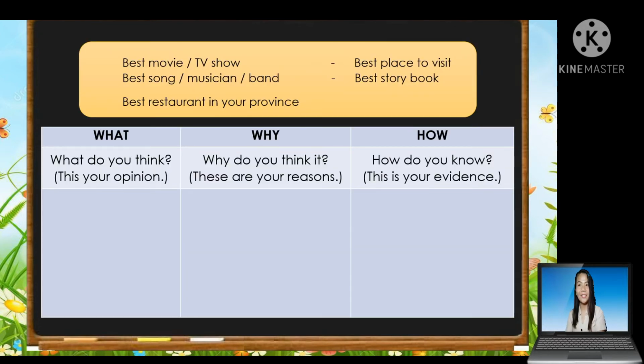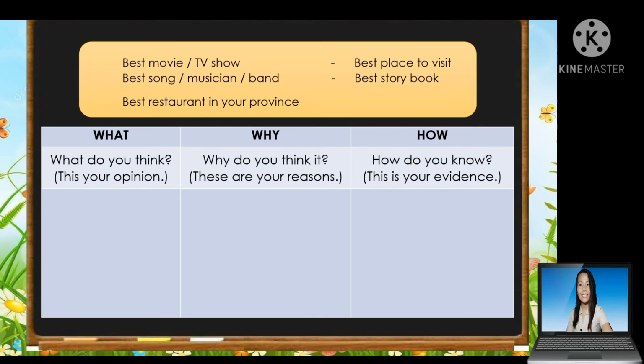So let's have your answer. You can choose any from the given choices. It could be best movie or TV show, best song, musician, or band, best restaurant in your province, best place to visit, best story books. So let us now answer the what, why, how chart.